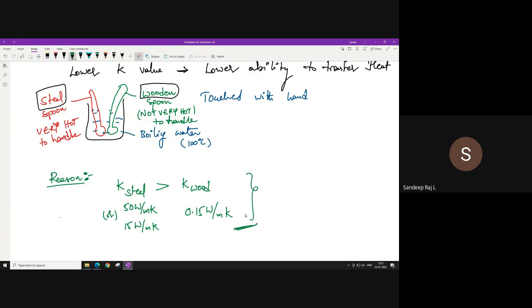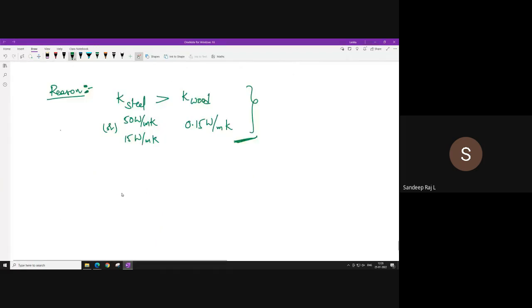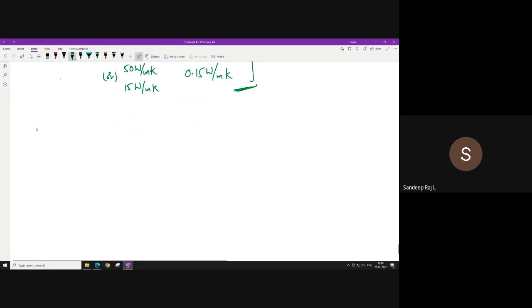The thermal conductivity has a very important role to play when it comes to conduction heat transfer, right? So in the given materials, what is the material having the highest thermal conductivity? K, highest. Can anyone guess what is the material having the highest thermal conductivity?